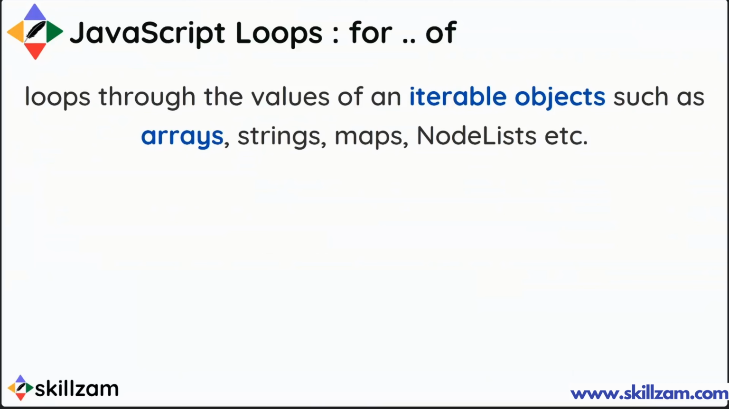The for of loop is also a loop statement that loops through the values of an iterable object. What is this iterable object? Iterable objects are things like arrays, strings, maps, and node lists. All these are kinds of iterable objects which hold more than one value, and there is a sequence associated with them, there is an iteration associated with them. We'll call those iterable objects.